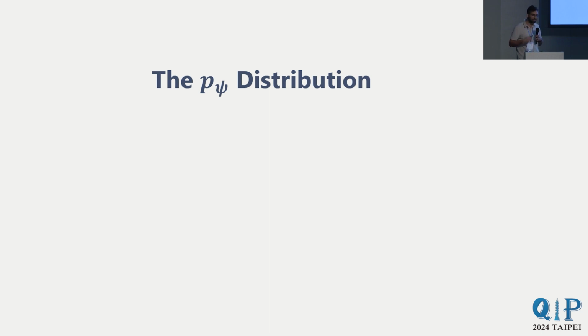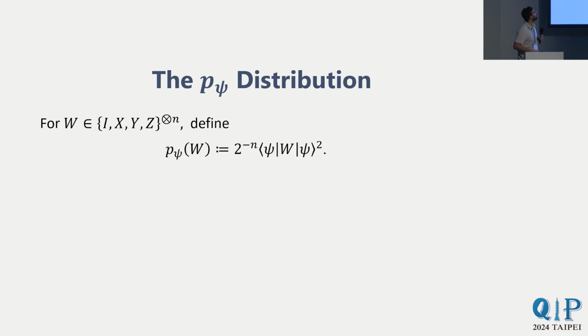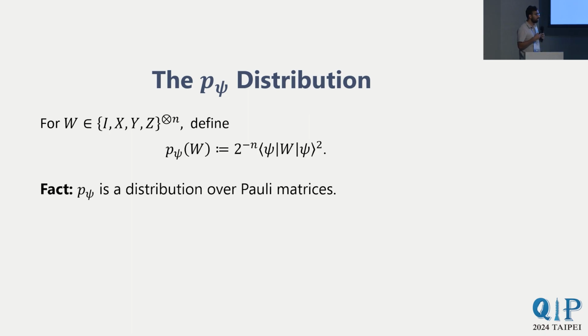The next thing is this p-psi distribution. This shows up all over the place in our work. If we take an n-qubit Pauli operator W, we can define p-psi on W as the squared expectation of W with respect to the state, normalized by this 2 to the minus n. And it's pretty straightforward to show that p-psi is a distribution over Paulis.